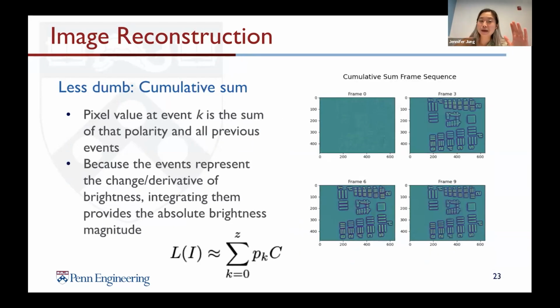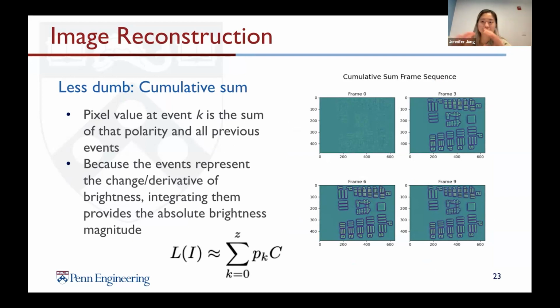The less dumb method is to use a cumulative sum. So essentially, let's take it back to what exactly is an event. Well, an event is just the change in brightness, also known as the derivative of brightness. If you take the integral of this derivative, then you're left with the absolute magnitude of brightness that you actually have.